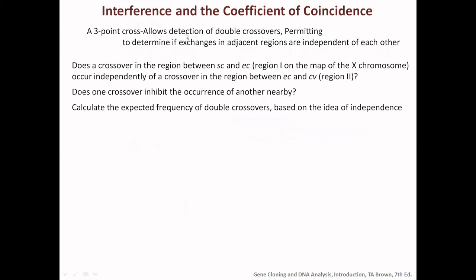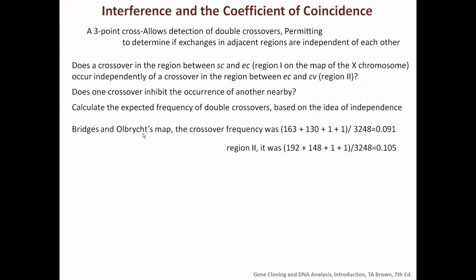Okay, so a 3-point cross allows detection of the double crossovers, permitting us to determine if the exchanges in the adjacent regions are independent of each other. So we need to answer the following questions. Does a crossover in the region between the SC and the EC that we have seen earlier occur independently of a crossover in the region between the EC and CV, the second region, region 2? This is question 1: whether there is interference of the second crossover with the first. Second question is, does one crossover inhibit the occurrence of another nearby? This is the same question in a different context.